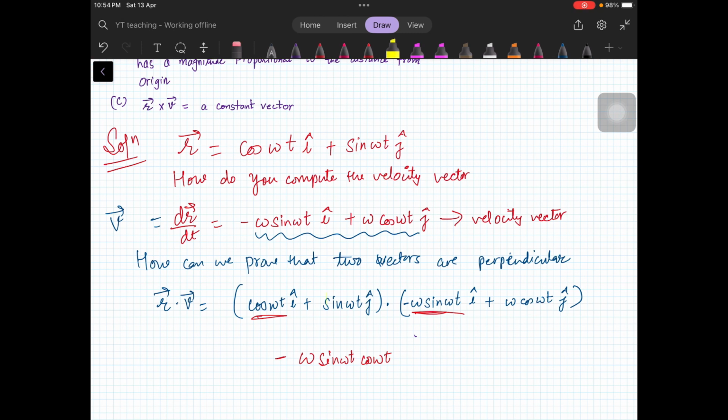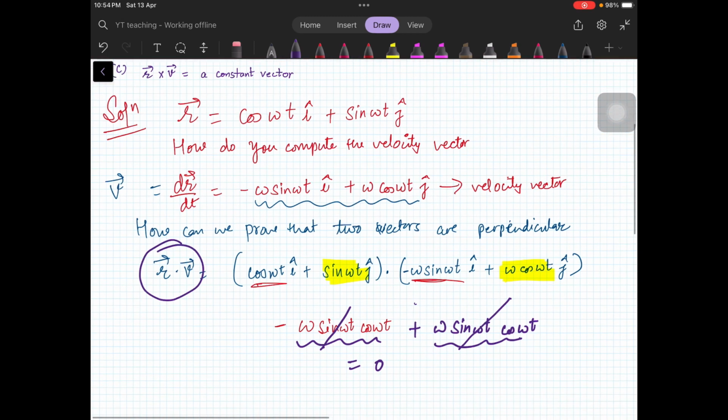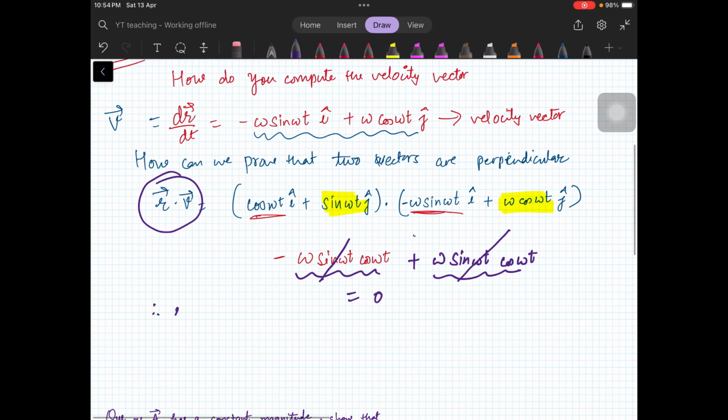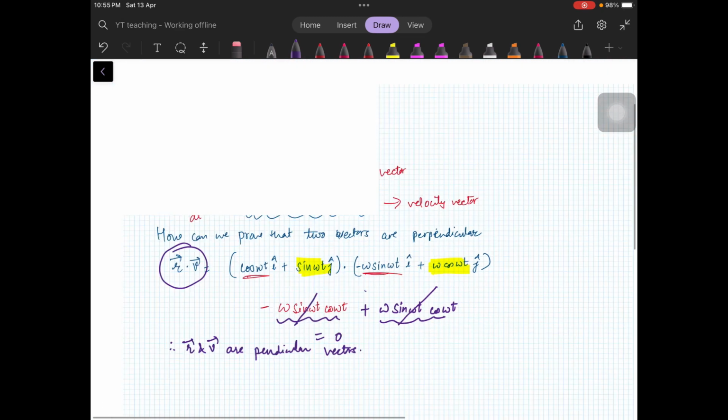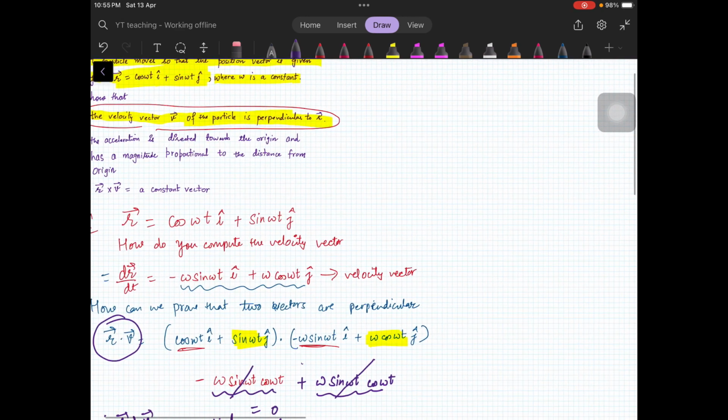Then you multiply the j components, so we get plus omega sine of omega t cos of omega t. Both of these are the same with different signs, so we get 0. So we get r dot v is 0. Therefore, r and v are perpendicular vectors. That is the first thing we proved. And now look at part B.